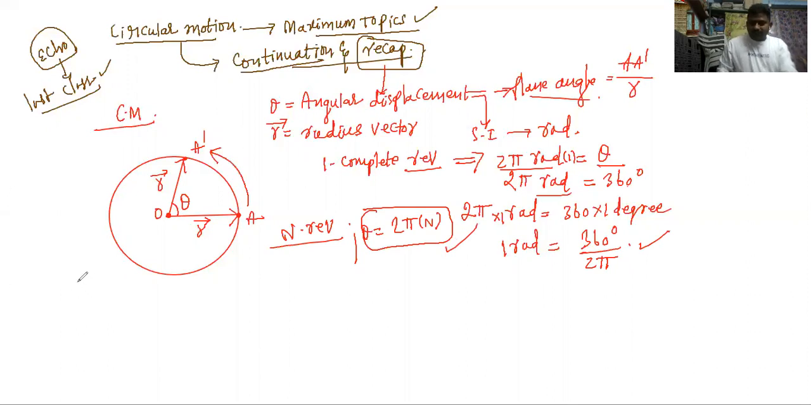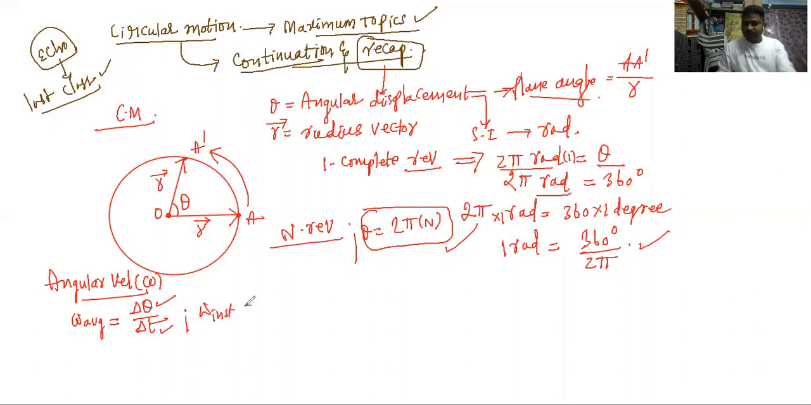Next, what we have discussed is angular velocity, my dear students. Angular velocity is denoted with the symbol omega. Omega average is equal to delta theta by delta t, that is change in angular displacement by change in time. If you want to write the instantaneous value, this will be d theta by dt. I have told you already, this theta value will be in terms of time. This theta depends on time.